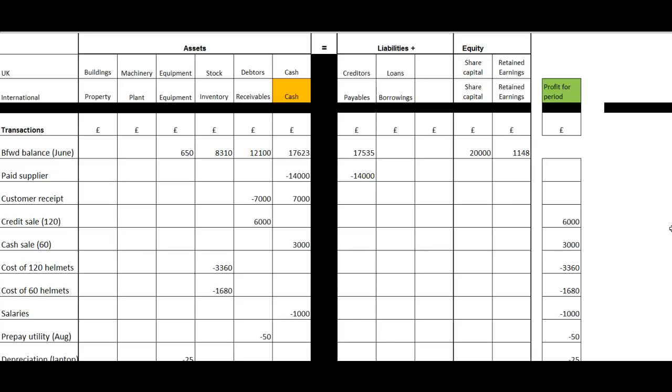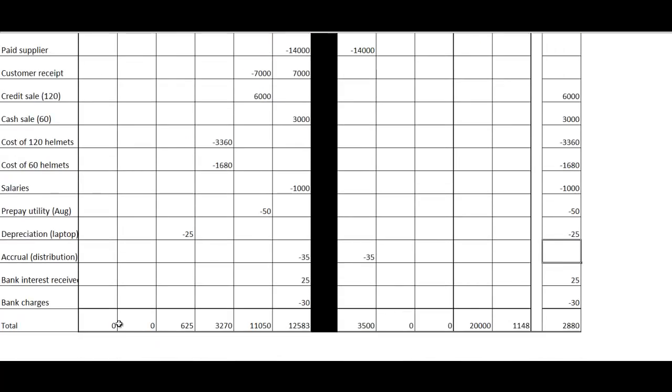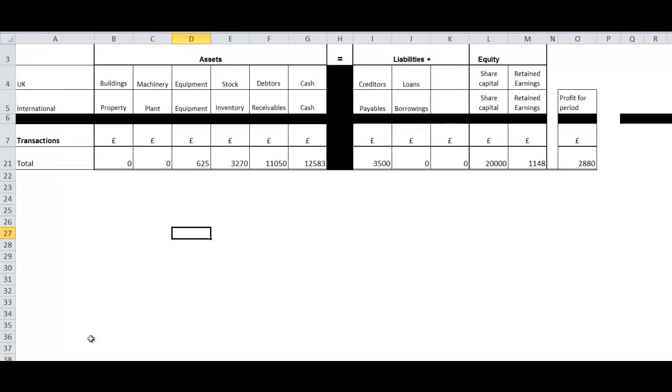So we now are going to have our information to complete the financial statements. We'll begin with the statement of financial position, and to do that we'll take the cumulative totals at the bottom of our worksheet, which we have summarized here. So we've got equipment of 625, stock of 3270, debtors of 11,000, 12,000 of cash, 3,500 of creditors, 20,000 of share capital, 1148 retained earnings, and 2880 of profit for the period. All of these will be in the same order in the statement of financial position.